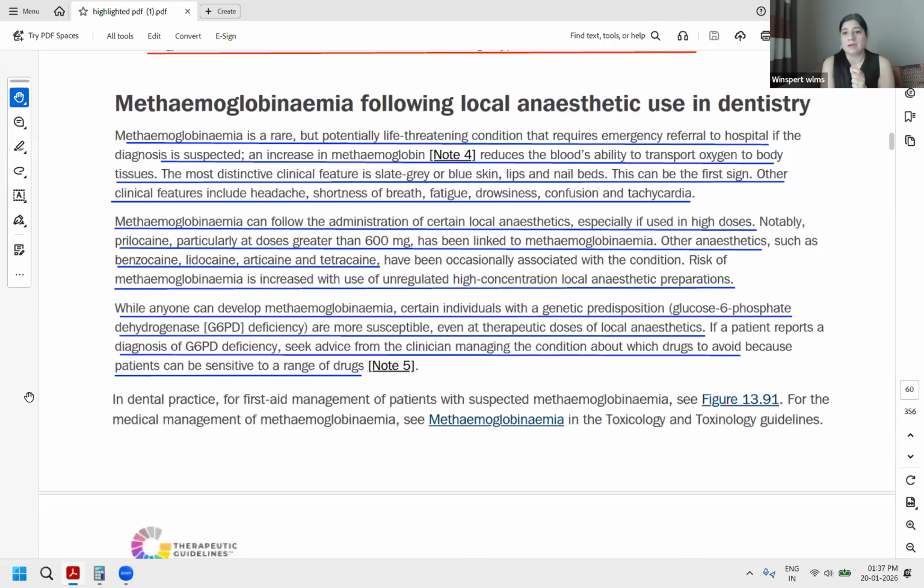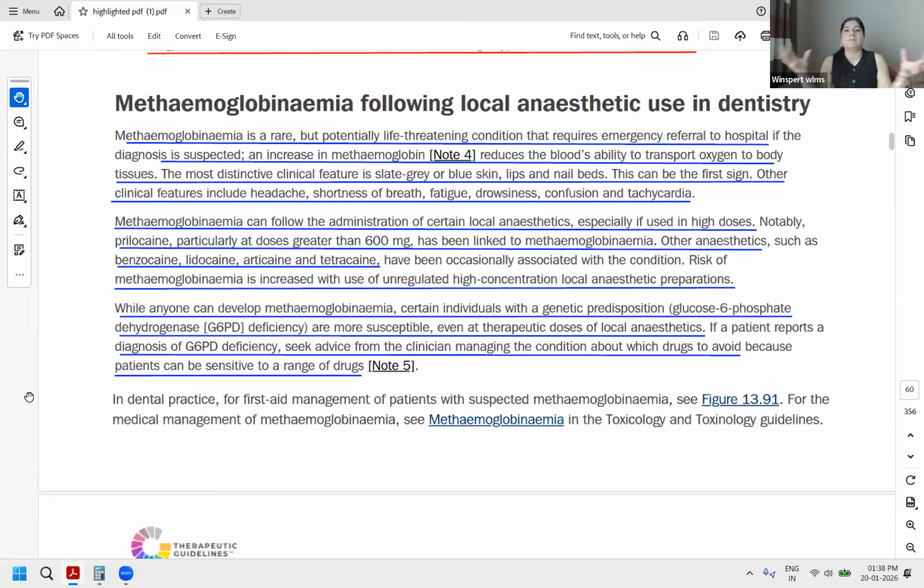Now, methemoglobinemia. It is another side effect. It is actually a life-threatening condition. It is rare, but if it happens, it is life-threatening. Okay, so what happens in methemoglobinemia is that methemoglobin is only a minor percent of normal hemoglobin in the blood. But when methemoglobinemia happens, there is an increased amount of methemoglobin in your blood circulation, and methemoglobin lacks the capacity to transport oxygen to body tissue.